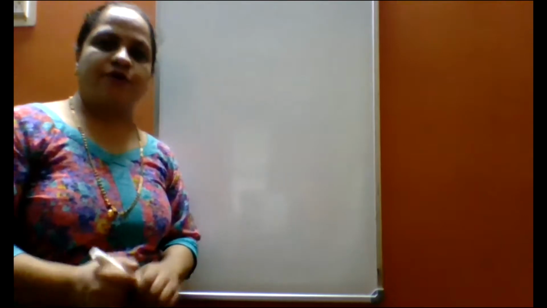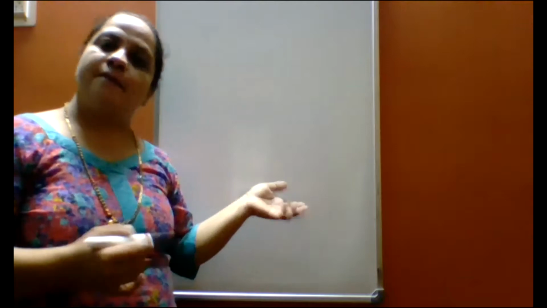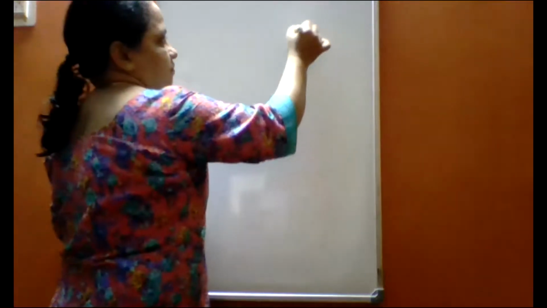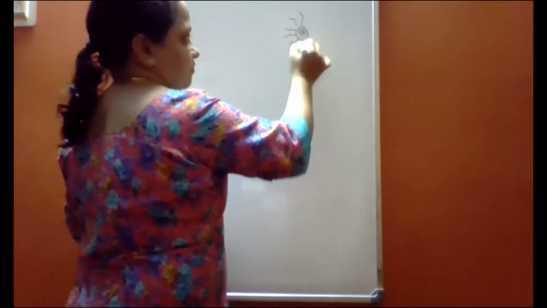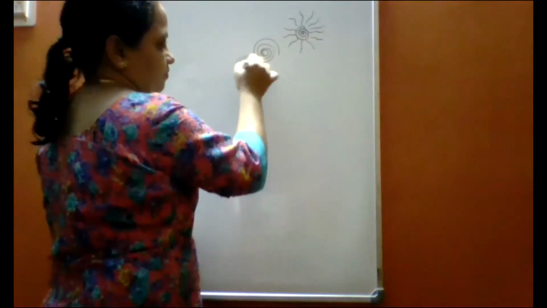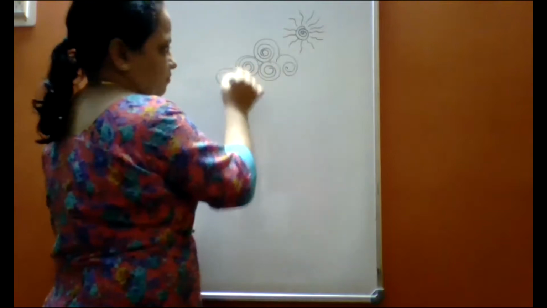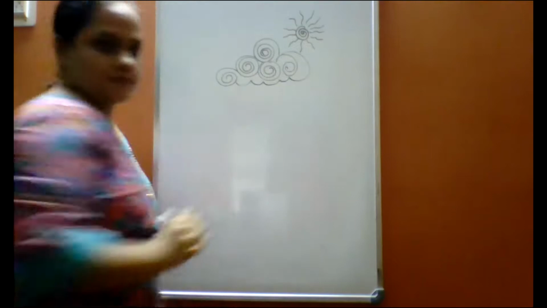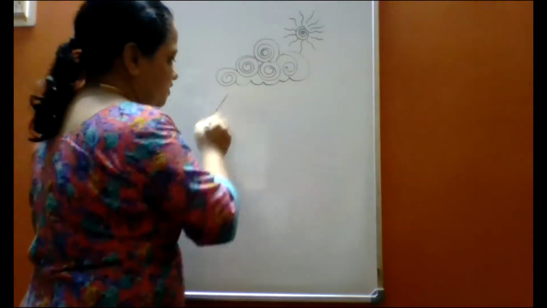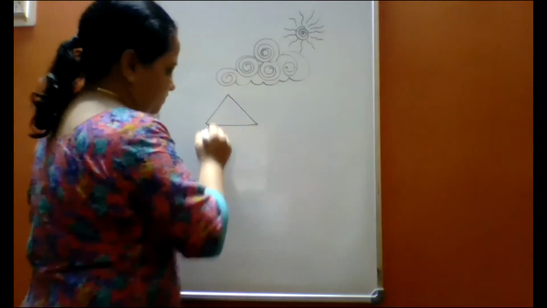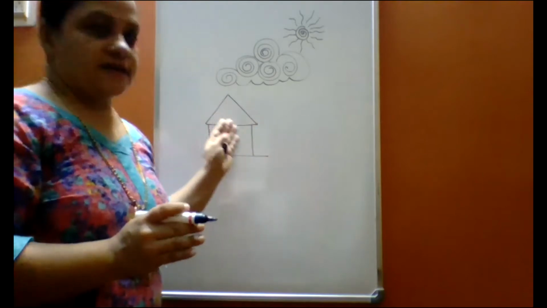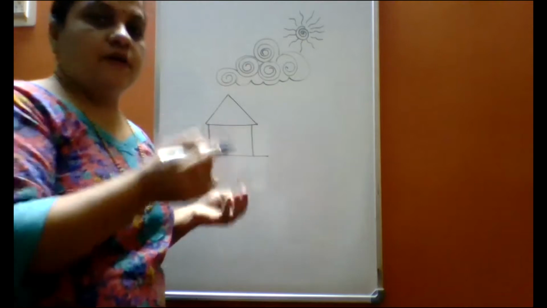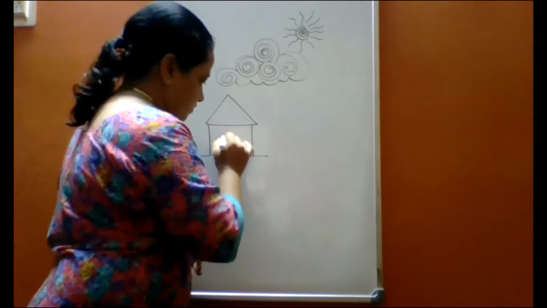Dear children, now I am going to draw a simple picture by using different patterns inside. Spiral. Cloud, and here I am going to do a small house, triangle shaped. Basically, we are using only the shapes, square, triangle, circles. These we are using to complete our drawings.